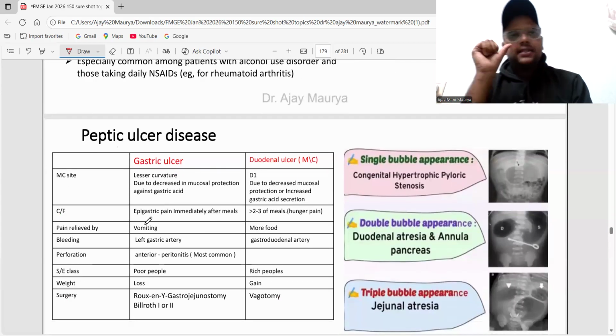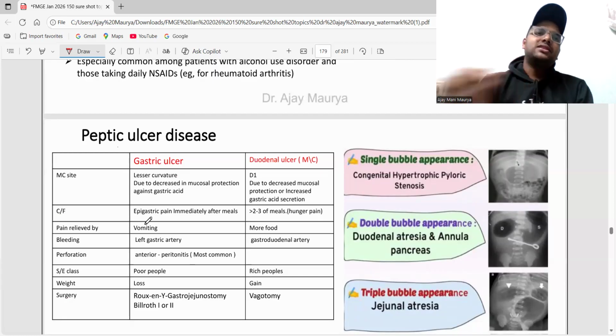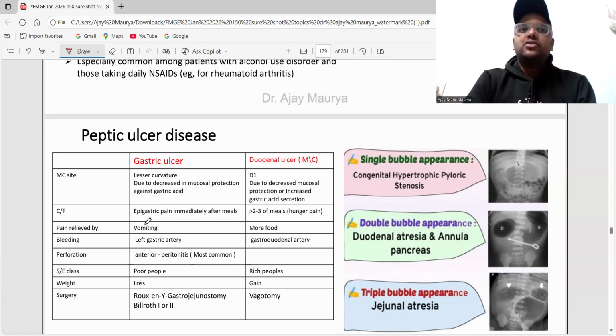Next one, this is the gastric and the duodenal ulcer. You have to remember the differences. The main difference is in what pain is relieved by. In duodenal ulcer, pain is relieved, but pain increases in gastric ulcers. What is the most common site? Remember, lesser curvature for gastric, and the first part of the duodenum for duodenal. Also remember the bleeding site: gastric ulcer bleeds from the left gastric artery, and duodenal ulcer from the gastroduodenal artery.